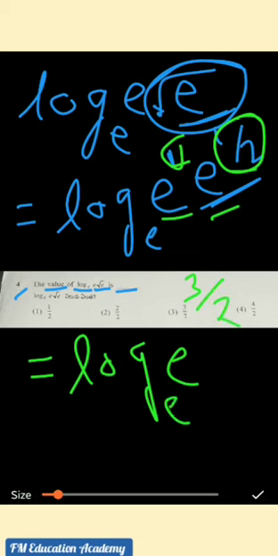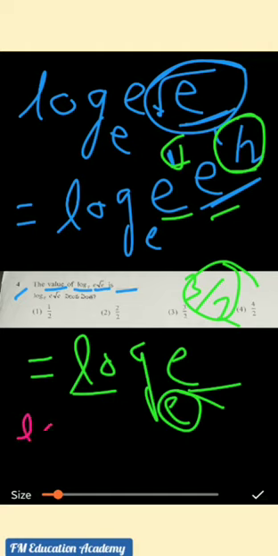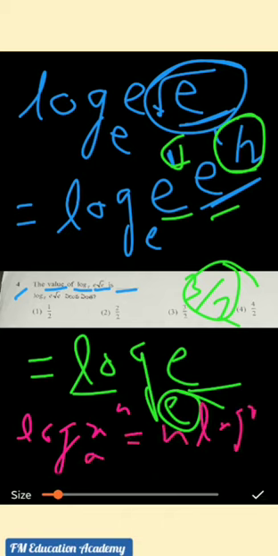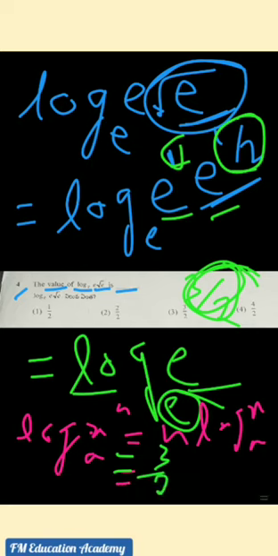So now it is of the form of log x power n to the base a. Okay, what is the formula for log x power n to the base a? It is n log x to the base a. So if you compare, here n is 3 by 2 and x is e and a is e. So this is equal to n log x to the base a, n will become beside the log: 3 by 2 log e to the base e.